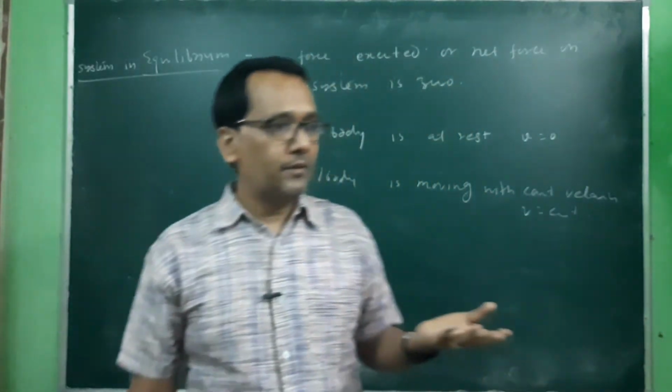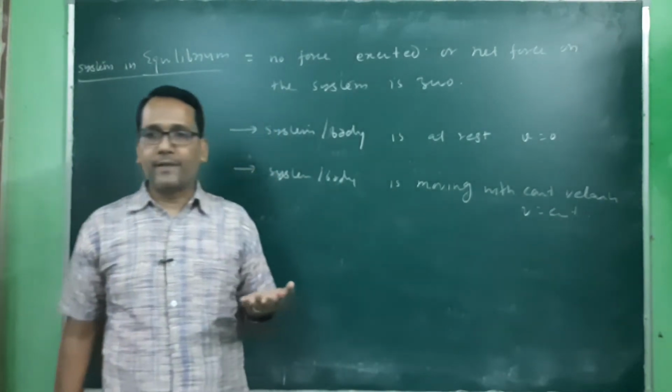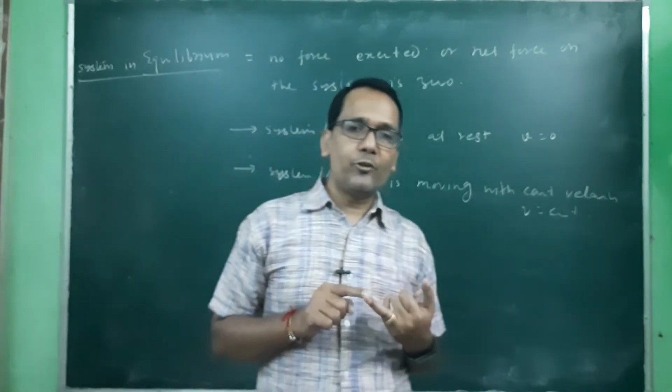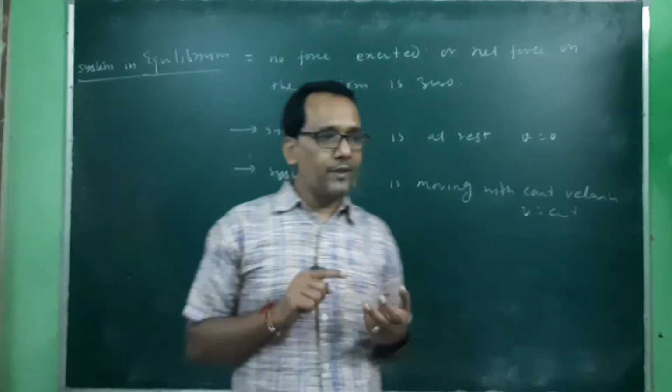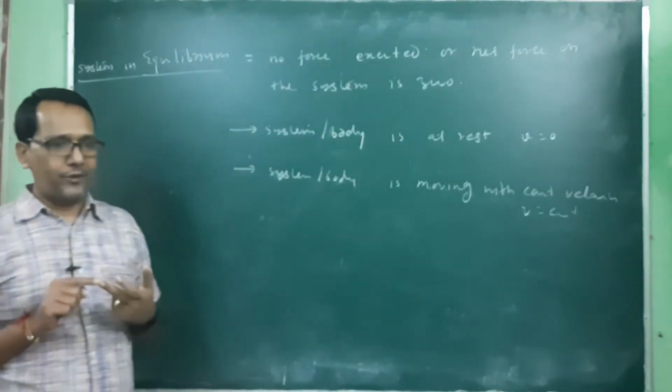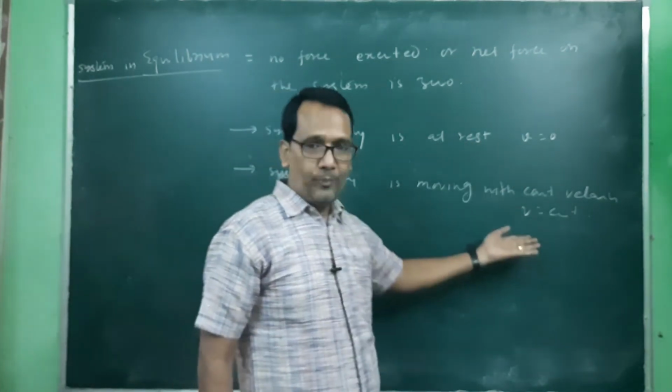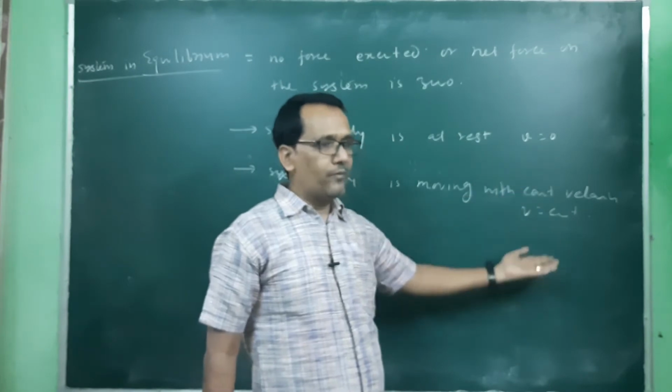And we have three parameters in this kinematics. The body will be either at rest or in motion. If the body is in motion, it will move either with constant velocity or with acceleration. So if there is no force, there is no acceleration. No acceleration means either v is zero or v is constant.